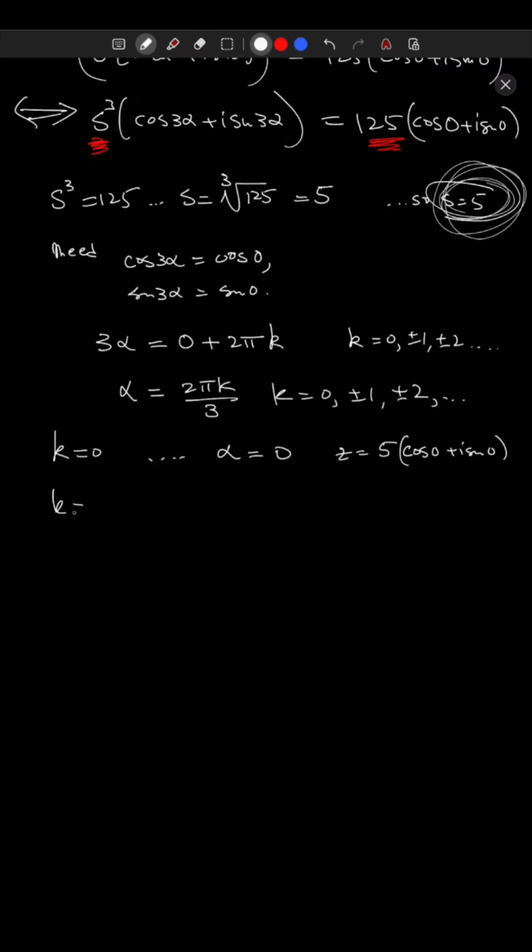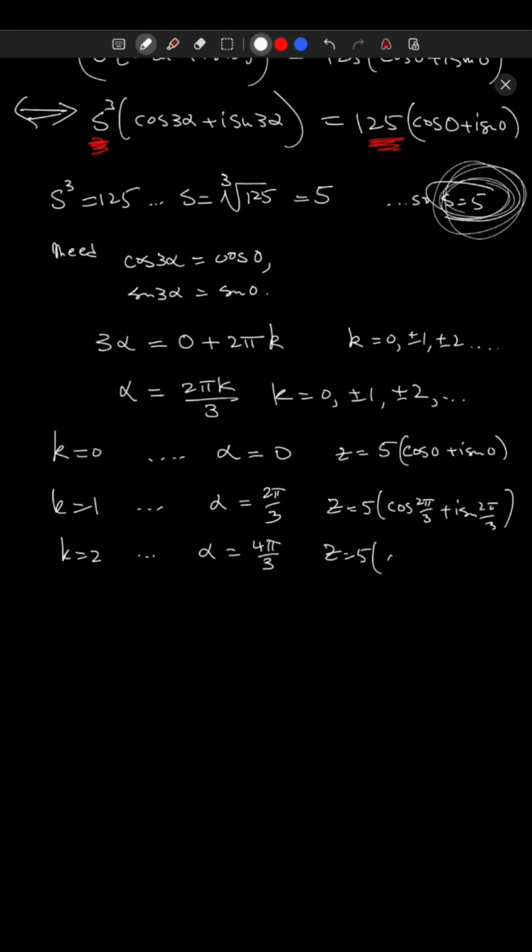Okay, k equals 1. That's alpha equals 2 pi over 3. So that means z equals 5 cosine 2 pi over 3 plus i sine 2 pi over 3. Okay, k equals 2 gives me alpha equals 4 pi over 3, because k equals 2, I get 2 times 2 is 4. So z is equal to 5 cosine 4 pi over 3 plus i sine 4 pi over 3.